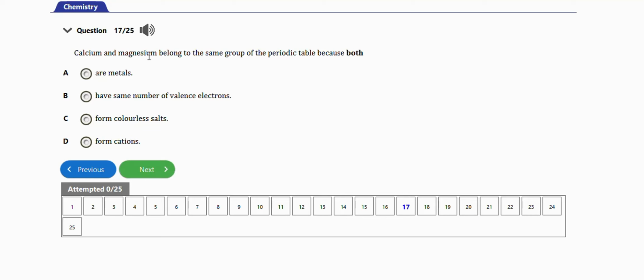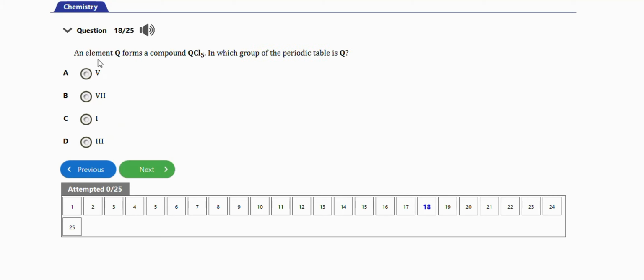Next question will be this one. It says calcium and magnesium belong to the same group of the periodic table because both have the same number of valence electrons. So I've already answered this question before. The next question will be this one. It says an element K forms a compound, K chloride. So we have the molar value, molecular number 25 for chlorine. In which group of the periodic table is Q?